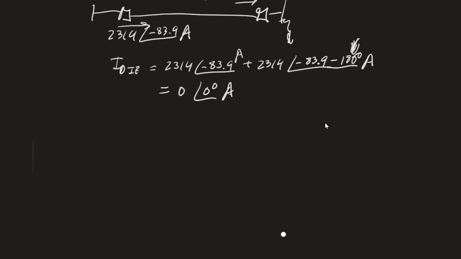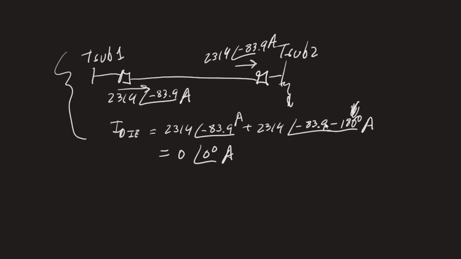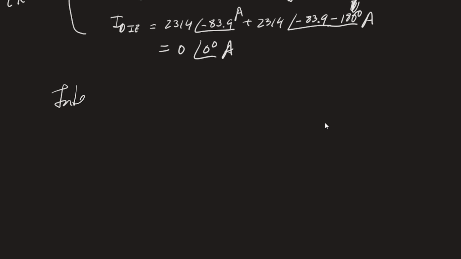Let's go back over here. And this, of course, was for an external fault. And so now let's do the internal fault case. And same thing, let me draw our model over here. So I have T sub 1, transmission line, T sub 2.